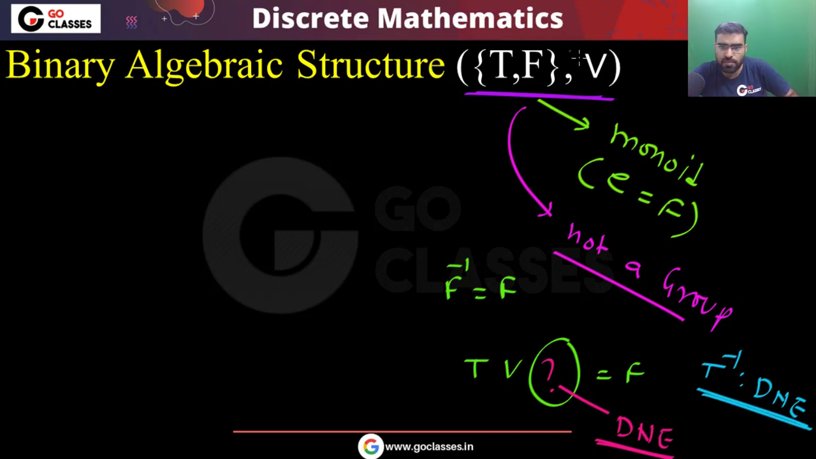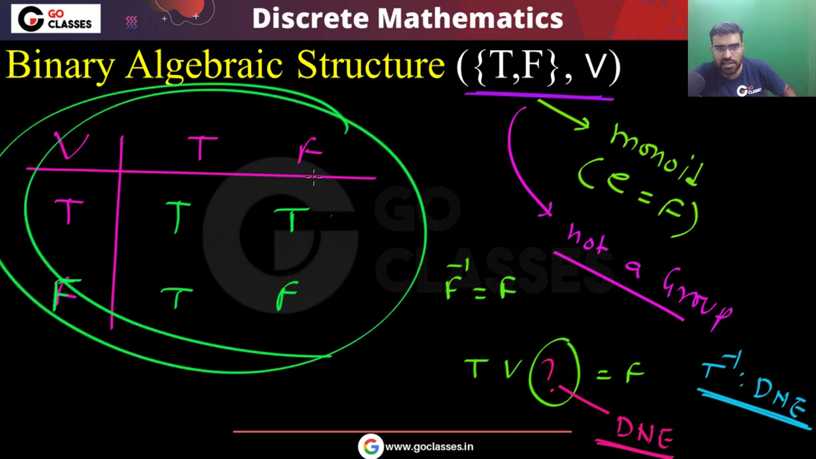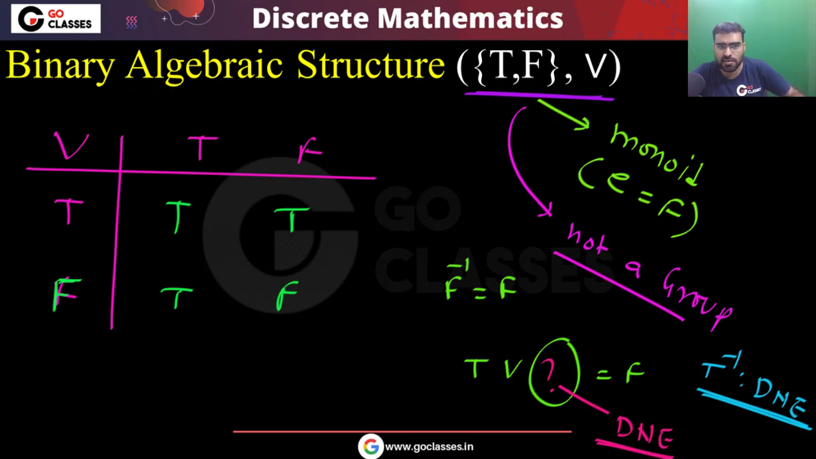But because this is a binary operation, we can represent this structure using the Cayley table. You can simply represent this using the Cayley table like this: true, false, true, false. Now you can easily see this will be true or true, that will be true, true or false, that will be true, false or true, that will be true, false or false, that will be false. So your final Cayley table that you will get will be this. This is the Cayley table for this structure.